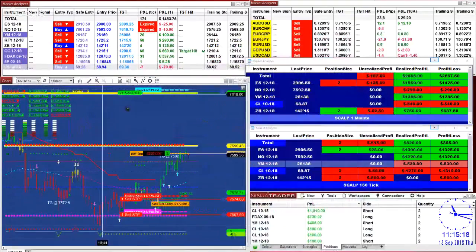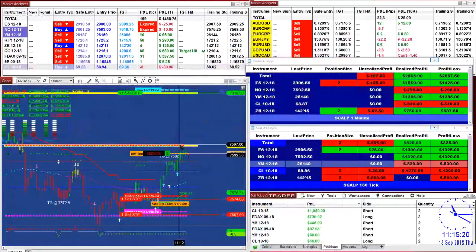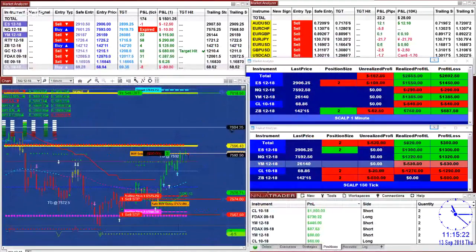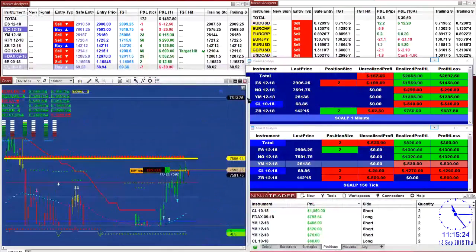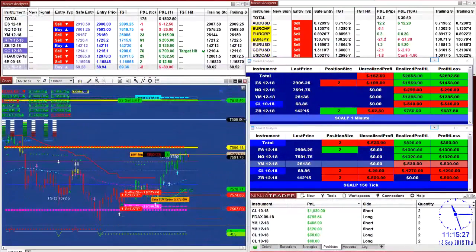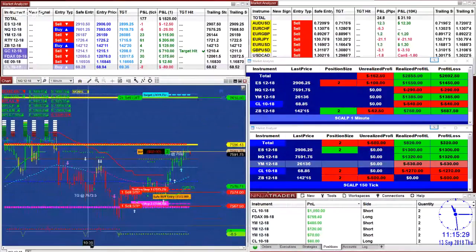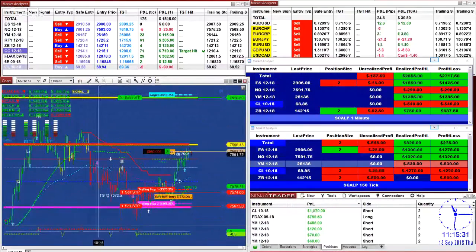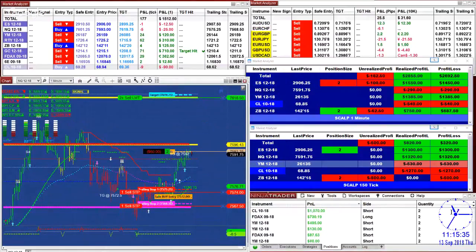And I'm concerned with the 97 level on the NASDAQ. Let's see how the market's gonna play us. And at the same time, you gotta keep your eye on the clock. We're getting closer to lunchtime. That's when the market starts getting weaker.